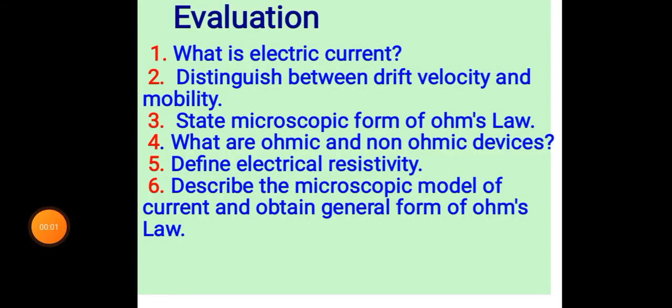Okay students, today's evaluation. First question, what is electric current? Second question, distinguish between drift velocity and mobility. Third question, state the microscopic form of Ohm's law. Fourth question, what are ohmic and non-ohmic devices? Fifth question, define electrical resistivity. And the sixth question, describe the microscopic model of current and obtain the general form of Ohm's law.